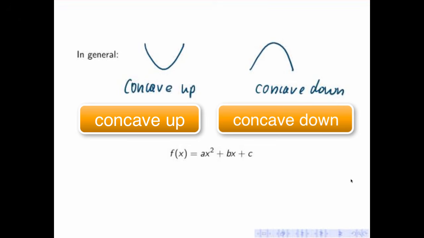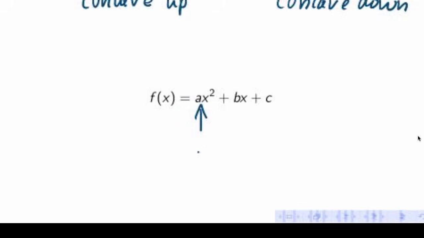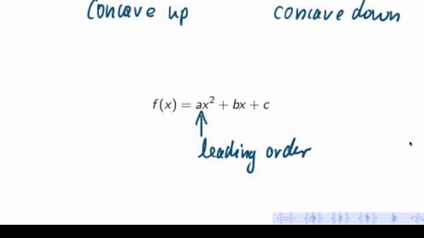And now I'm interested in differentiating when concave up happens or when a function is concave down. The idea to understand this is the leading order term of the quadratic function. So this is the leading order term, this a times x squared. And if a is positive, you have concave up. So how to see that?